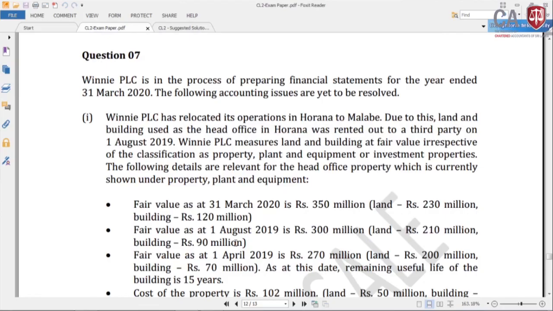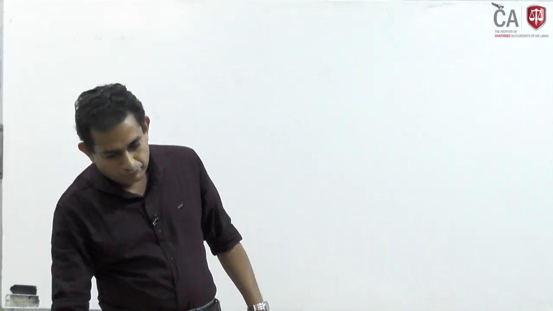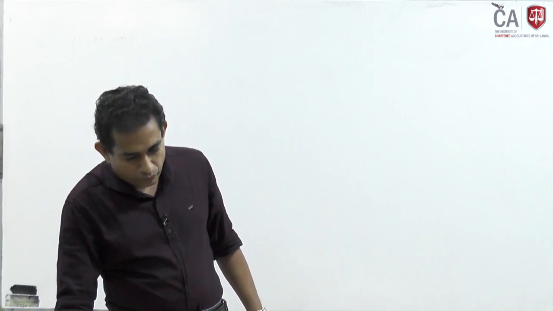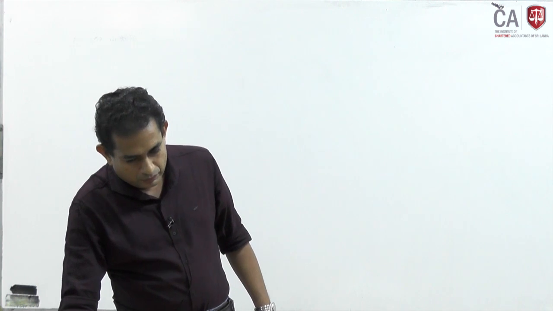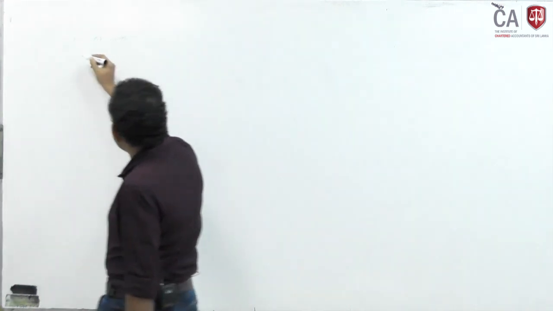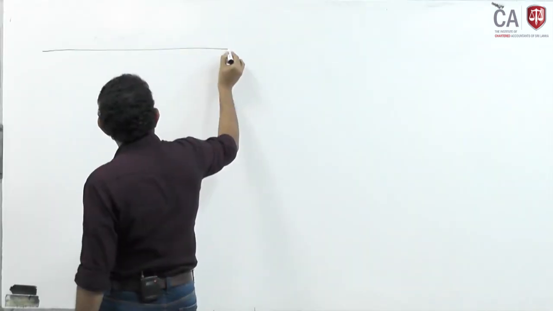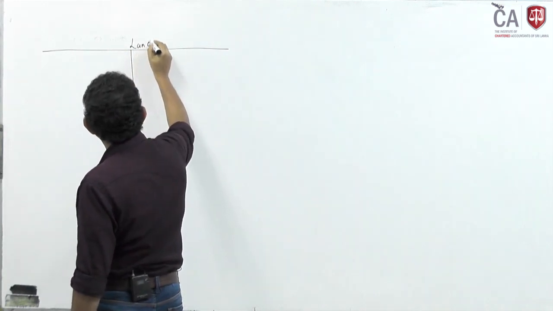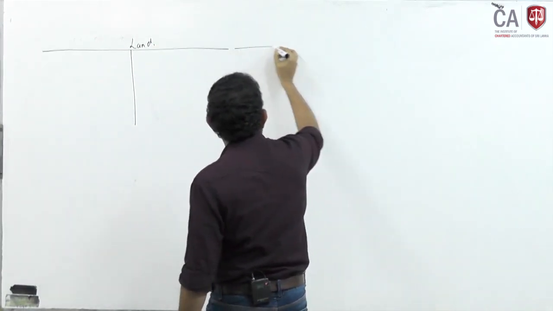Now, to answer first part of question number 7, what do they want us to do? The examiner requires us to advise, to provide the best course of actions. We will open up 2 accounts, land and buildings.